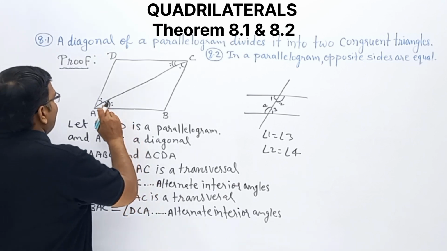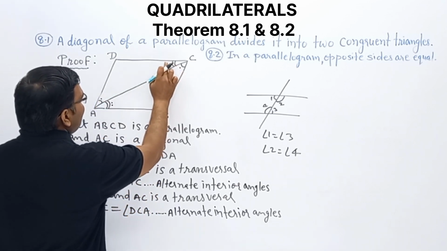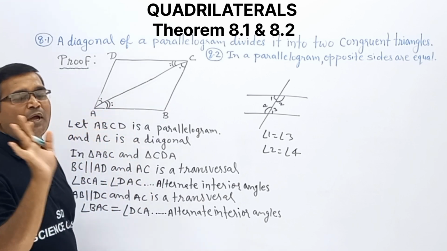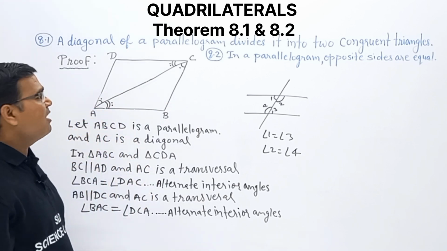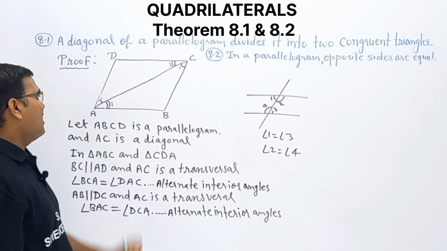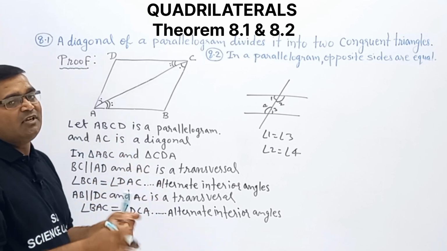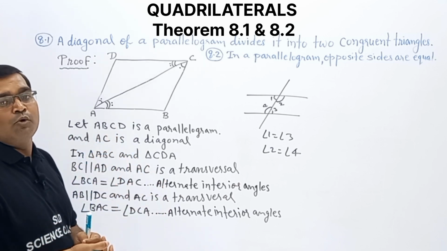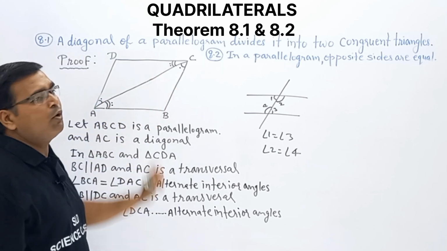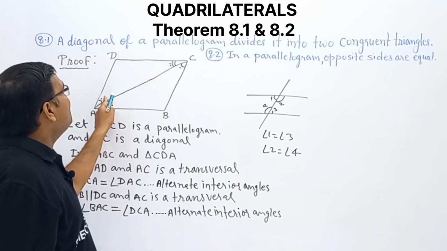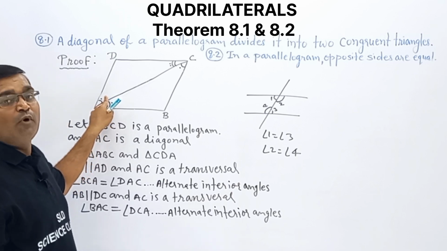So we are taking this angle equal to this one and this angle equal to this one. Two angles of these two triangles we equate. Now, in the congruence rules we require three things. Two angles of these two triangles are equal, we obtain.